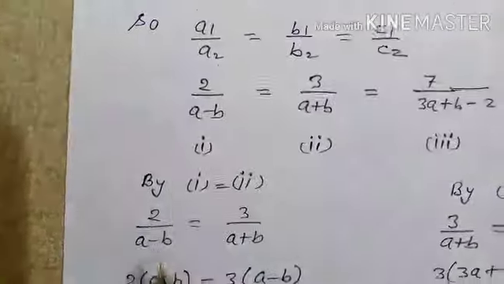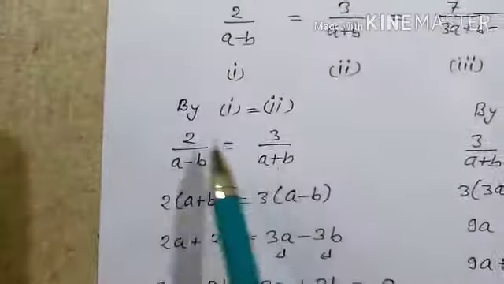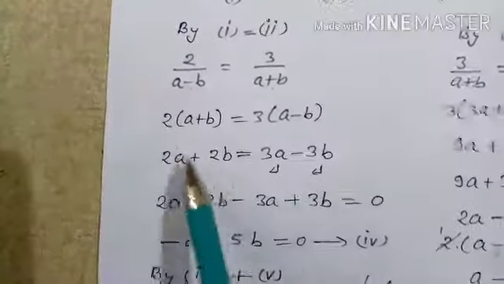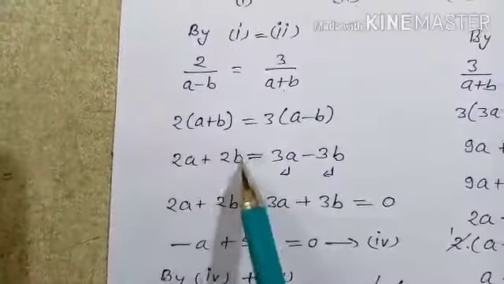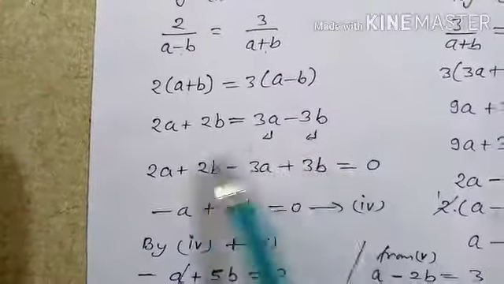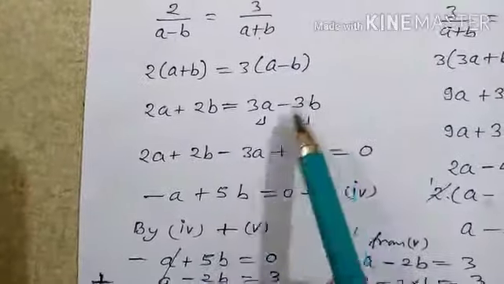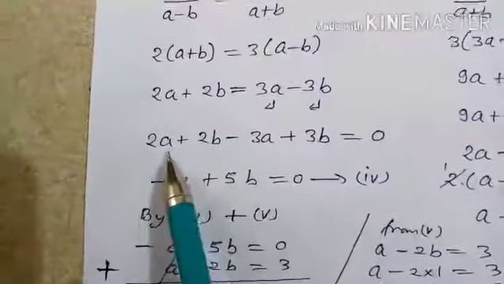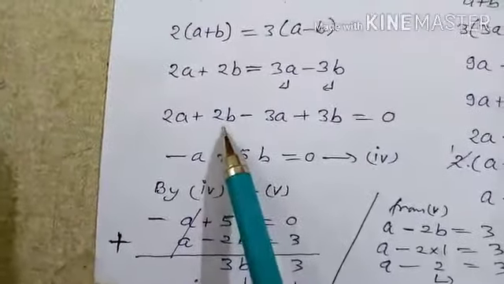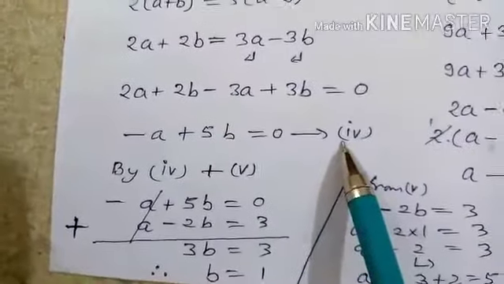So 2 upon a minus b equals 3 upon a plus b. Cross multiplication: 2 into (a plus b) and that side 3 into (a minus b). Open the brackets, so 2a plus 2b and here 3a minus 3b. Transfer 3a and 3b to the left side, so 2a plus 2b as it is, minus 3a and plus 3b equal to 0. Now 2a minus 3a leaves only minus a, plus 2b and plus 3b is plus 5b, equal to 0. This is equation number 4.